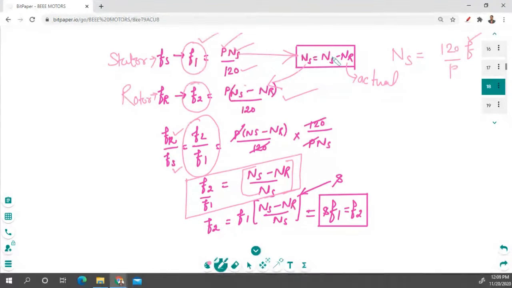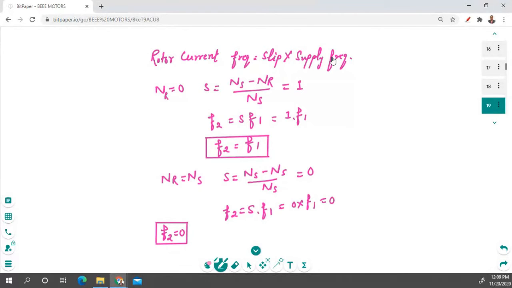So how can we represent it? F2 is equal to S into F1. This is the formula for the second frequency. What is the second frequency? The second frequency is called the rotor frequency. What is the first frequency? The first frequency is called the stator frequency. So the second frequency is equal to slip into first frequency. Okay, any doubt till now? Quickly give your response. Most of the students are saying no doubt.